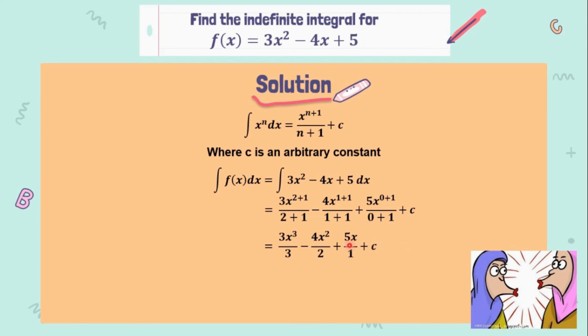Okay, let's add. So it becomes 3x power of 3 over 3 minus 4x squared over 2 plus 5x over 1 plus c. So we simplify, and it becomes x power of 3 minus 2x squared plus 5x plus c.